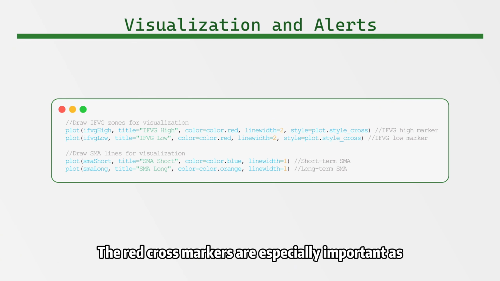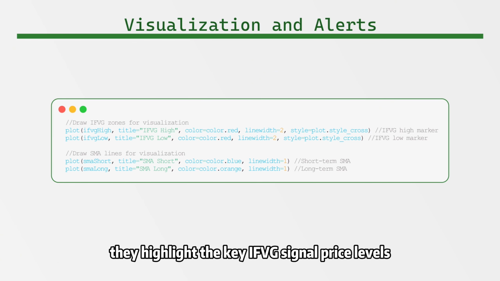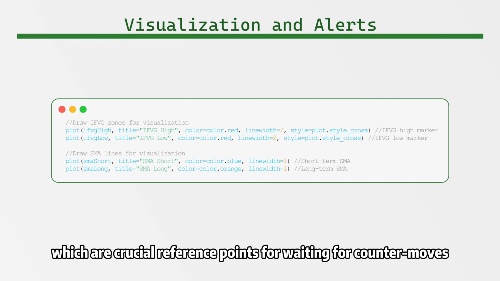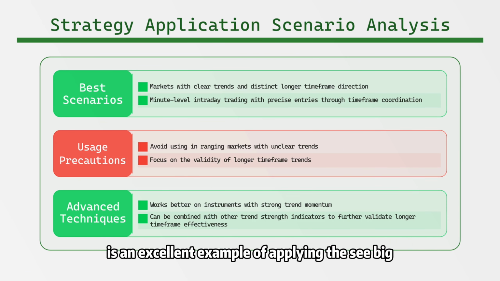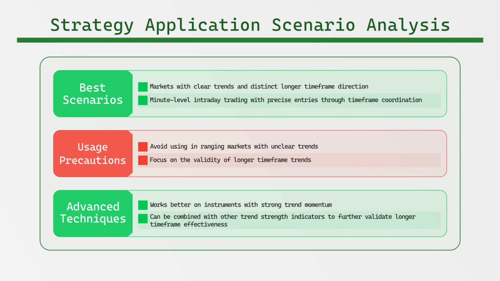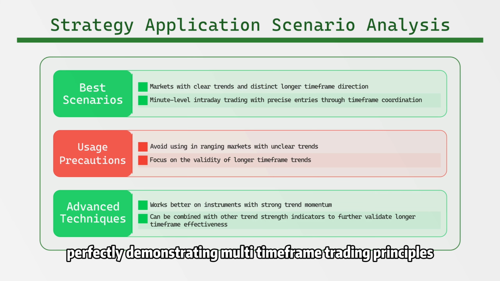The red cross markers are especially important as they highlight the key IFVG signal price levels, which are crucial reference points for waiting for counter moves. This strategy shows unique advantages in different market environments and is an excellent example of applying the see big, trade small approach. It works best in trending markets, perfectly demonstrating multi-timeframe trading principles.